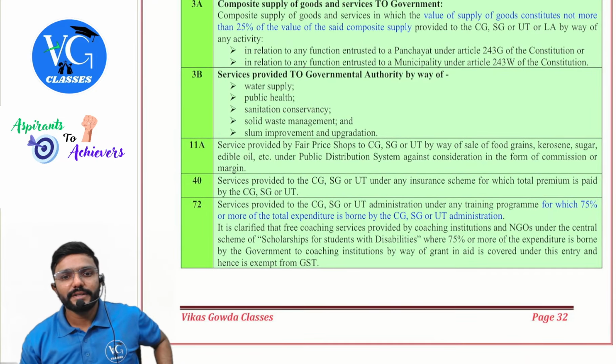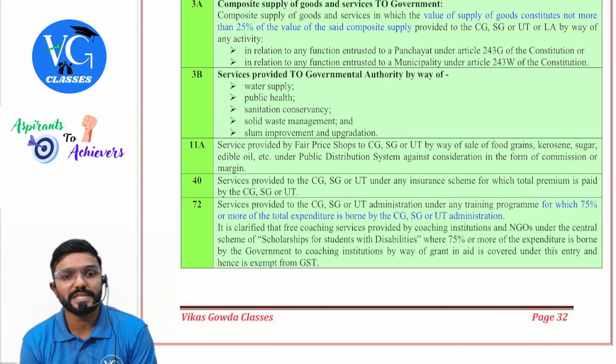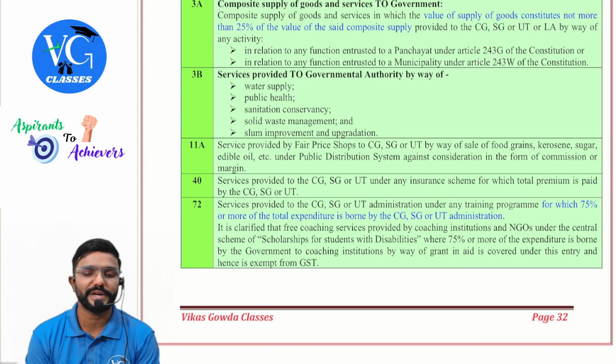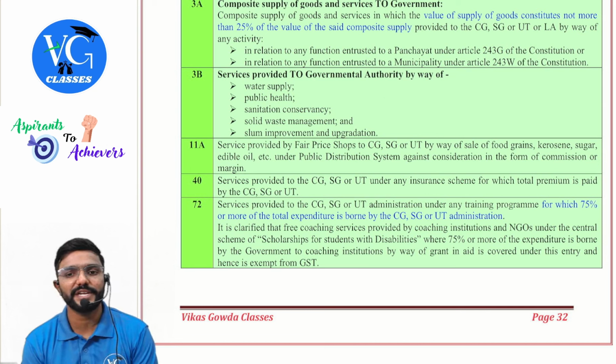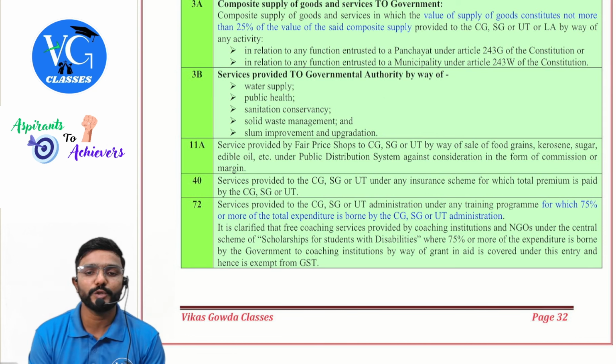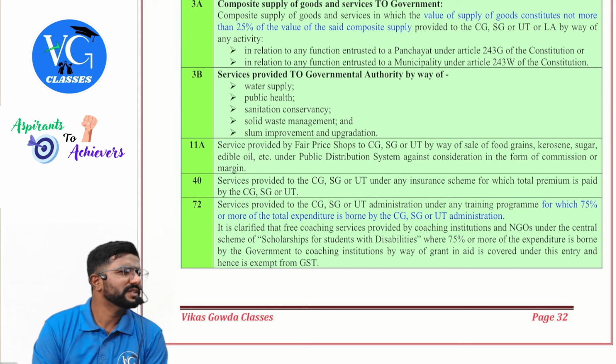It is clarified that the free coaching services provided by a coaching institution and NGO under the central scheme of scholarship for students with disabilities, where 75% or more of the expenditure is borne by the government to the coaching institution by way of grant in aid, is covered under this entry and hence it is exempt. So this can also be done.